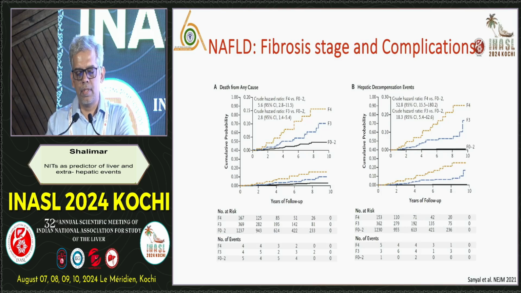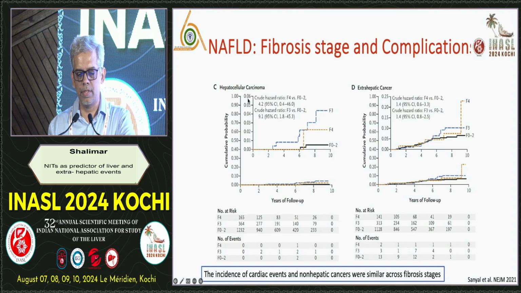This study from Professor Sanyal's group showed us that liver histology helps categorize patients into different classes based on their histological grade of fibrosis, so we can categorize these patients in terms of death, hepatic decompensation, and development of hepatocellular carcinoma. What this study also importantly showed us is that the incidence of cardiovascular events and non-hepatic cancers was similar across the various fibrosis stages. To reiterate, non-invasive tests which have been developed assess fibrosis in the liver.